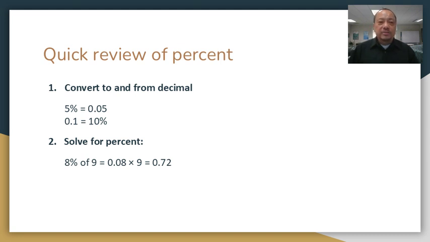Question 2. 8% of 9. In math, of means multiply. And 8% in decimal is 0.08. So 0.08 times 9 equals 0.72.